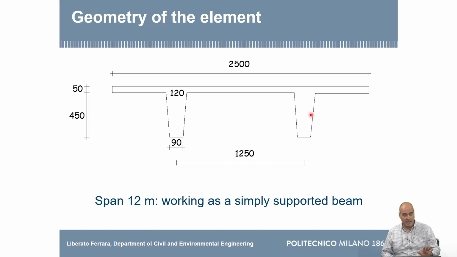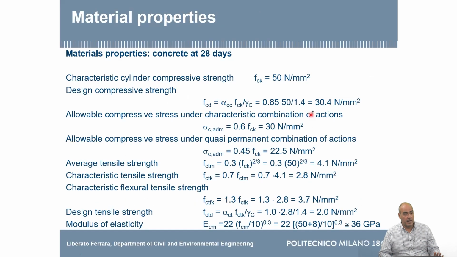And here you have the dimensions. Let's take the geometry for a while. And the next step is we have to select the material. You know, when you design, you don't have your material there, but you prescribe your material, and you prescribe by performance.